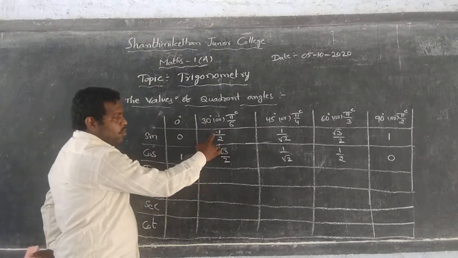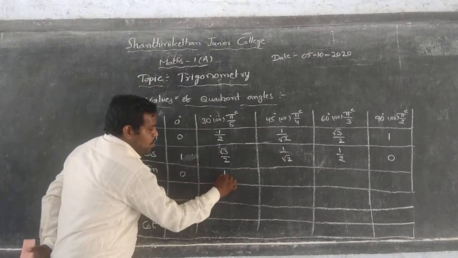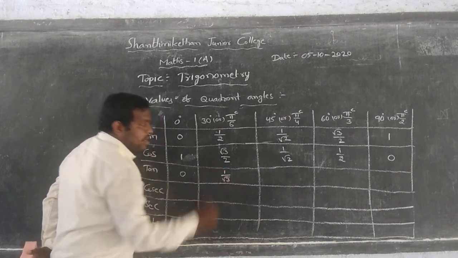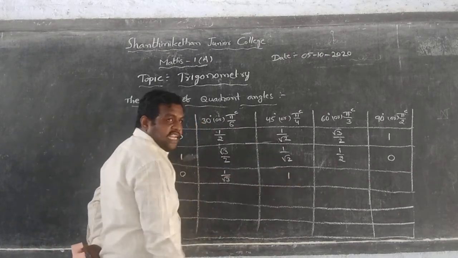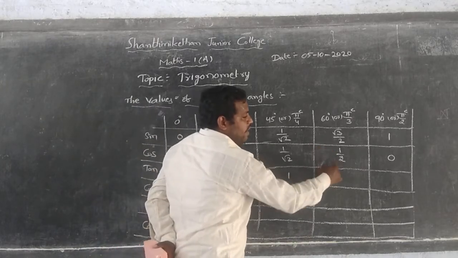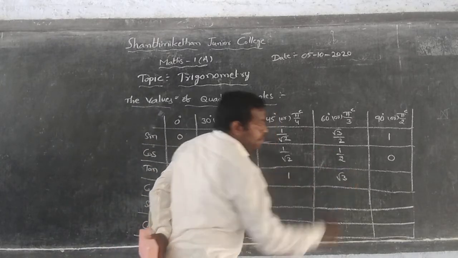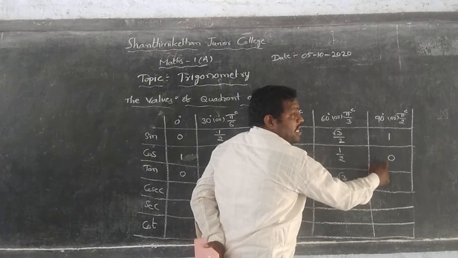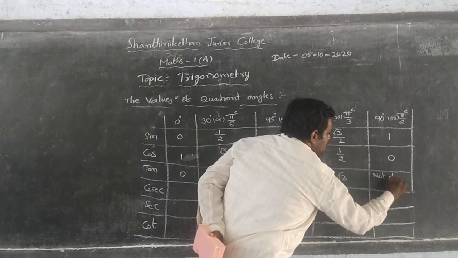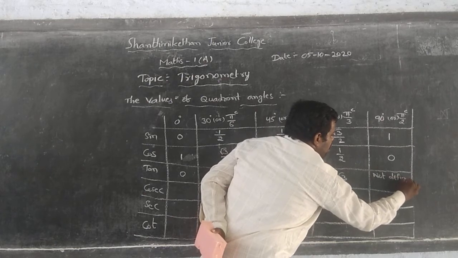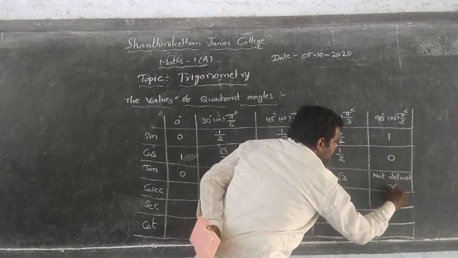Tan 30, 1 by 2 by root 3 by 2, means 1 by root 3. Tan 45, 1 by root 2 by 1 by root 2, 1. Tan 60, root 3 by 2 by 1 by 2, root 3. Tan 90, 1 by 0, something by 0, not defined. Not defined means infinite value.